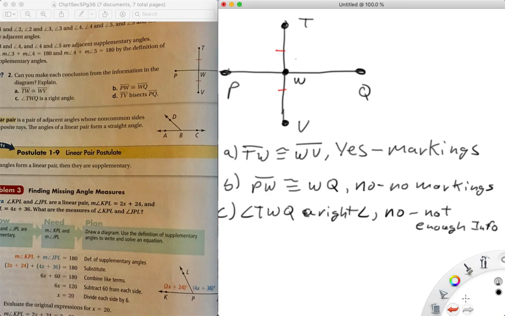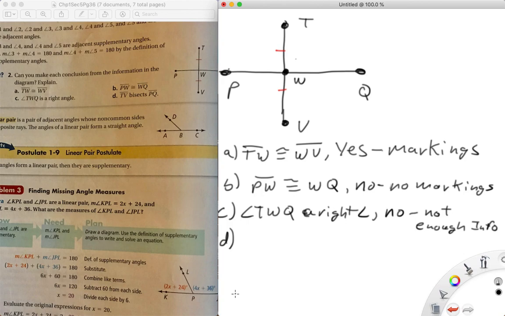So if we look at angle TWQ, if I had this marking right here, then I'm like, okay, I have enough information to tell me that it's 90, but it doesn't have that marking. Or if it said 90 degrees, then I would have enough information to say, okay, it's a right angle. But since I didn't have any of those things, I don't have enough information to say that it's 90 degrees. So I can't say that it's 90. It could be. It's absolutely possible. However, it doesn't give me any information, so I can't make that conclusion.